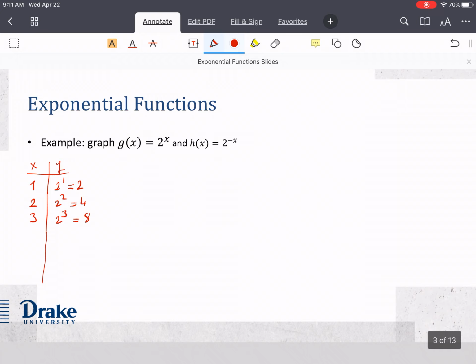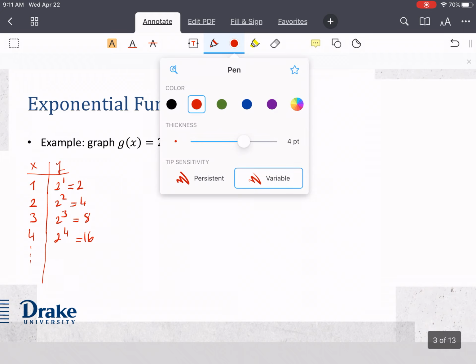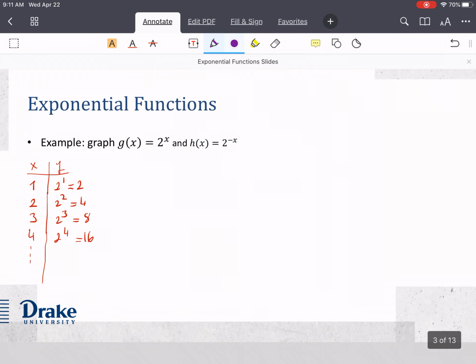Similarly, if you have 4, then you get 2 to the 4, which is 16. So you can try different values here and see it for yourself. For h of x, though, the graph might look different.